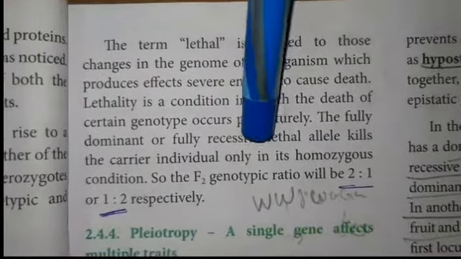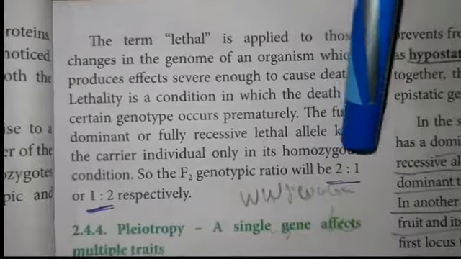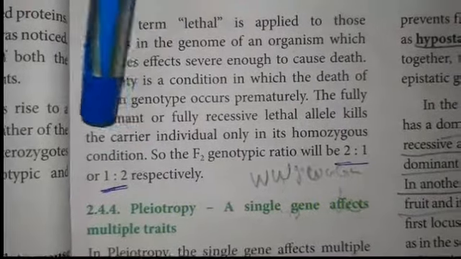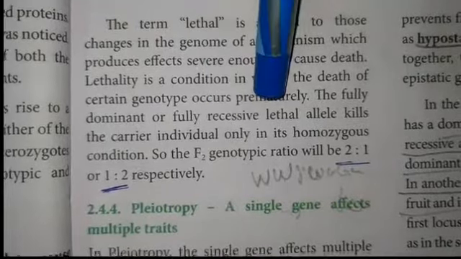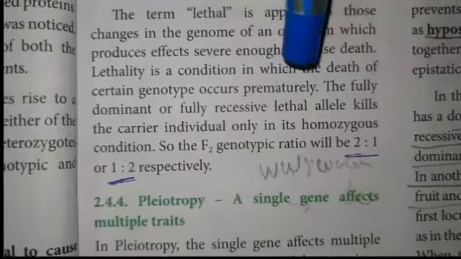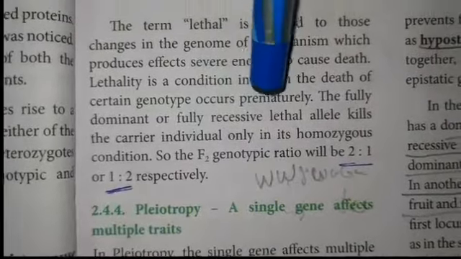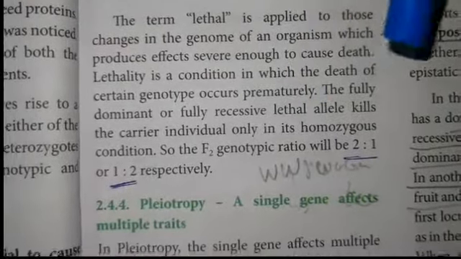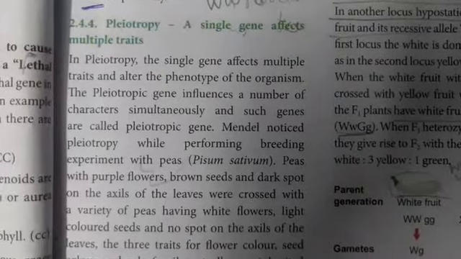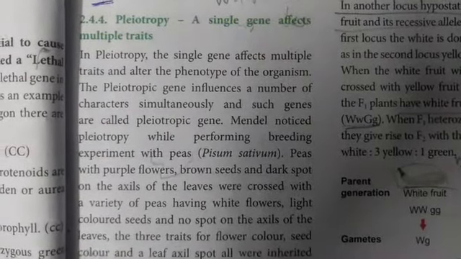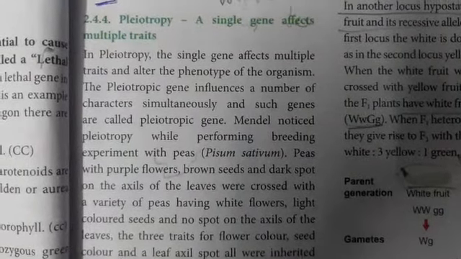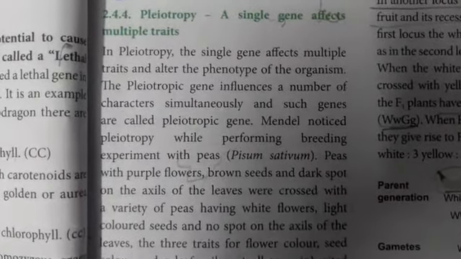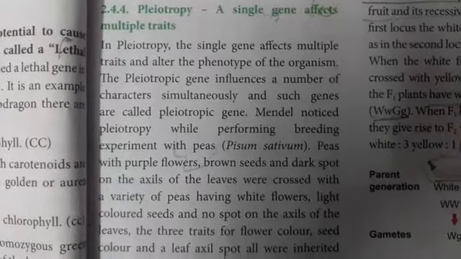So the F2 phenotypic ratio will be either 2:1 or 1:2 in nature. Sometimes the dominant lethal allele also causes the death of the carriers when it is in a homozygous condition. The next type of gene interaction is pleiotropic gene interaction. A pleiotropic gene is a single gene that affects multiple traits.